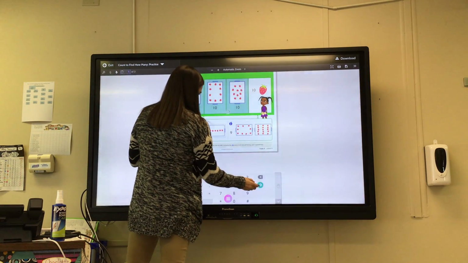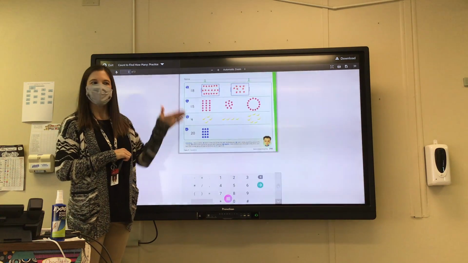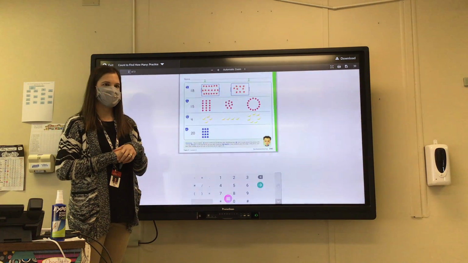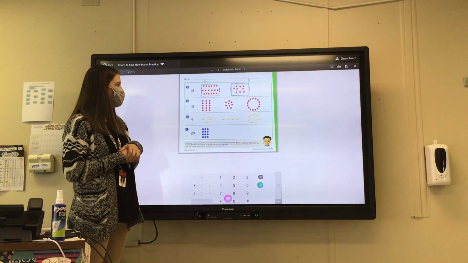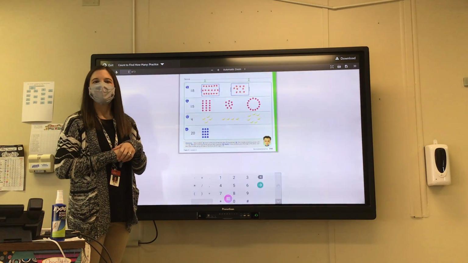Flip it right over. And you will see this on your paper. Ooh, circle one. Ladybugs. Those are not ladybugs. Those are dots.